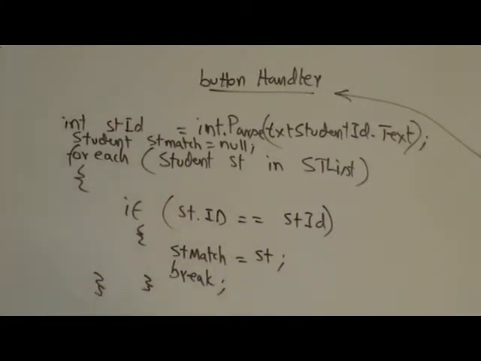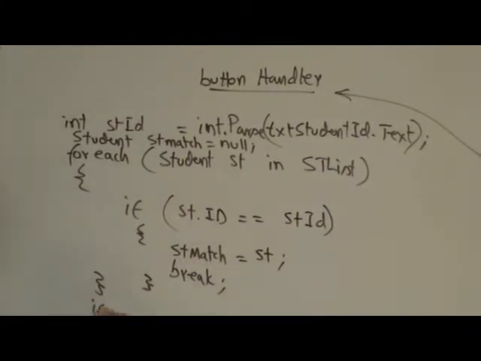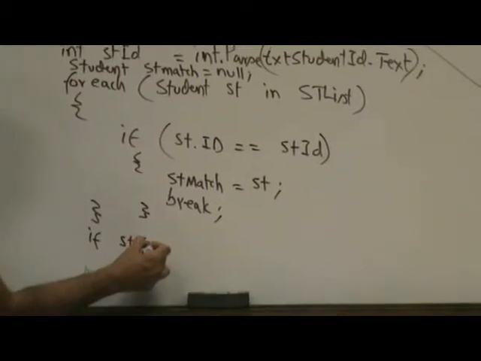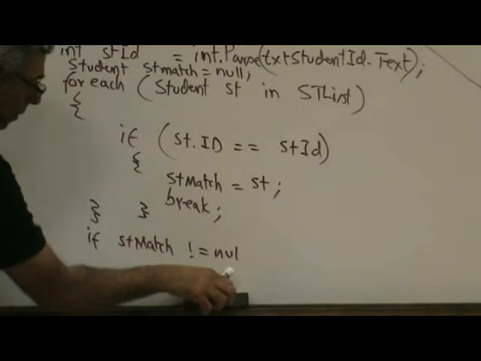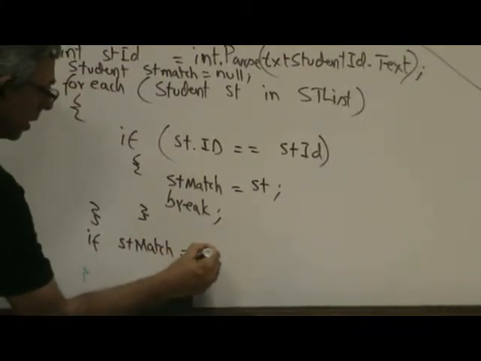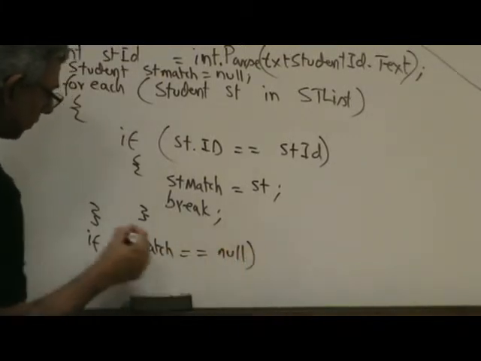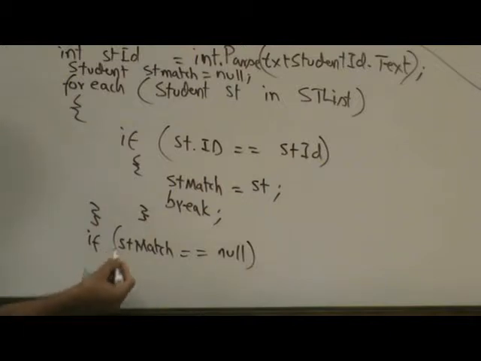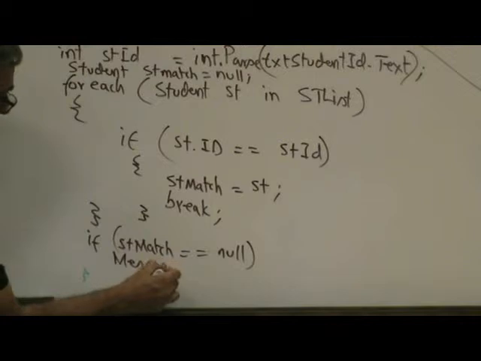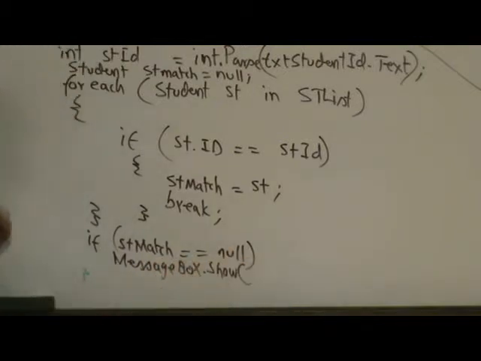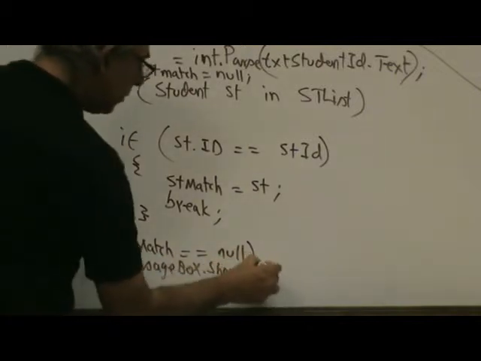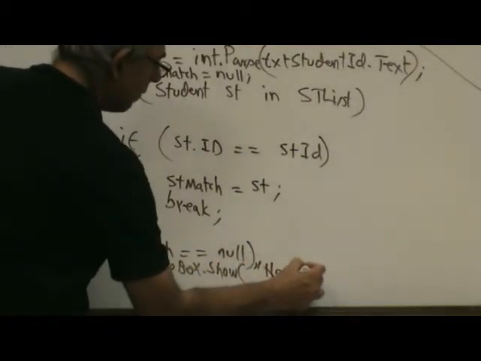Okay. So now we will say if stMatch is equal to null. What does that mean? There is no student inside. No student found, right? So MessageBox.Show, no student found.